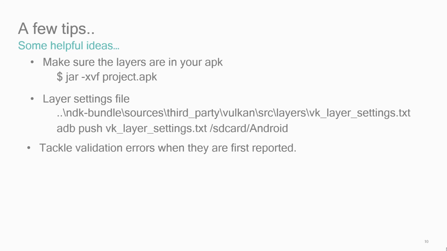Tackle the validation layers when they are first reported. Errors can cascade to cause further validation failures, so again, address each one at first reporting. An application enabled for debug can enumerate and enable layers that are located in data local Vulkan debug. This might be handy if you're not able to embed the libraries in your APK, or perhaps want to use more current ones or even your own.